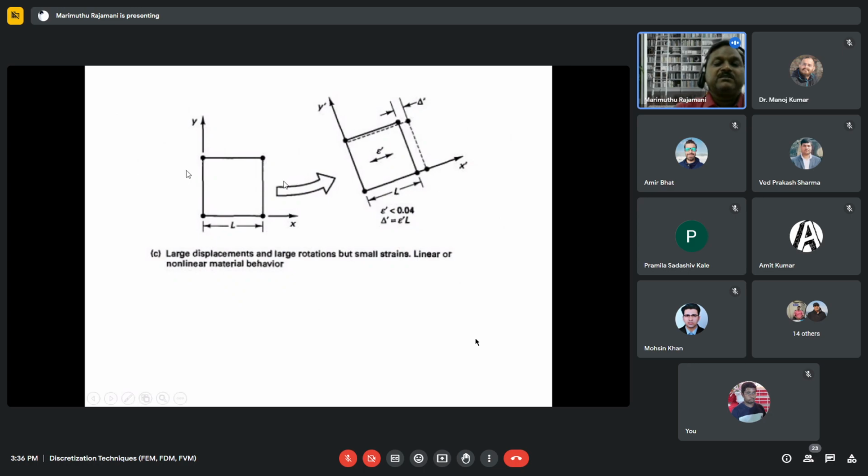And this is the large rotation, large displacement case. This is the original, a piece picked up from the actual configuration, and this is how it looks after deformation. Large displacement and large rotation, but small strains. Strains are small, but it undergoes large displacement and large rotation.